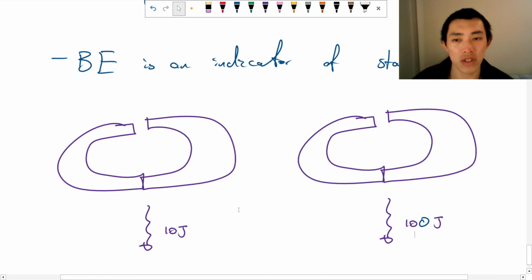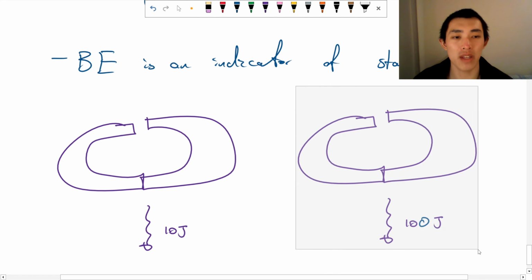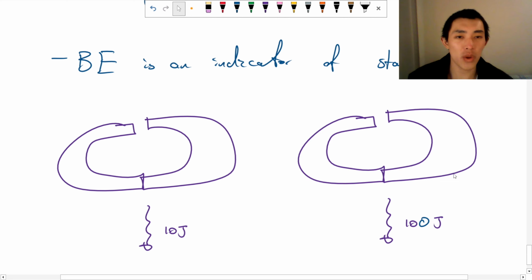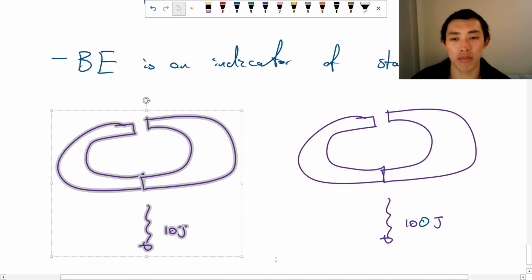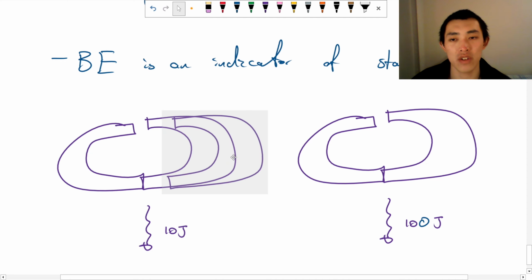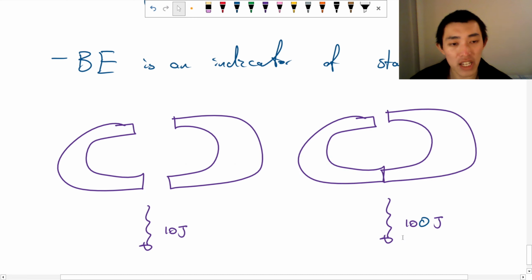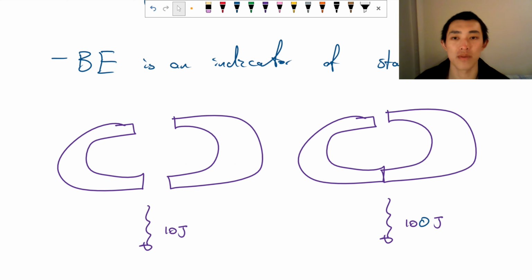And so, with 10 joules, maybe if I kick it, it breaks open, just accidentally. If I kick this one, nothing's going to happen because it's bound really strongly. Or maybe if there's an earthquake, this one would break open because the earthquake might give it 10 joules, but this one wouldn't. Because you need more energy to break it apart again, it's more stable, it's more resistant to these kinds of changes, right?